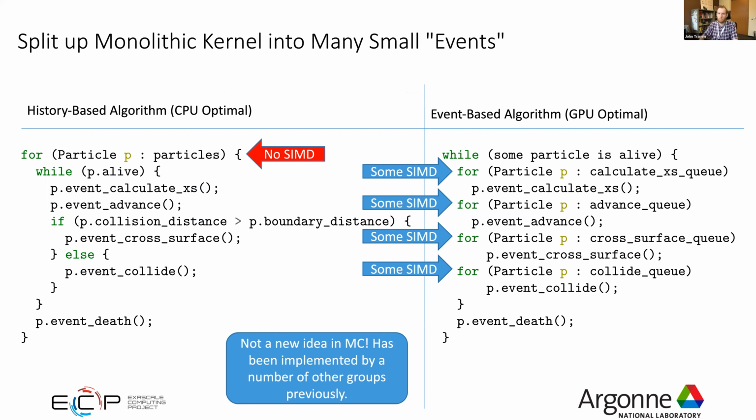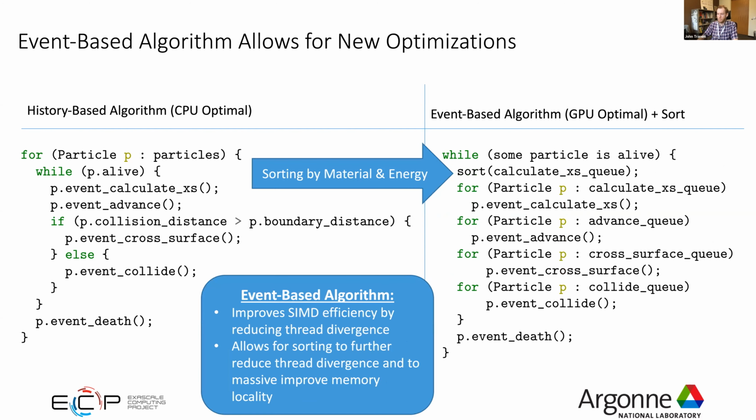And since all the particles in each loop are doing the same task, there is possibility, even if the task has a little bit of branching in it, at least the branching happens at a finer scale. And so we can have some opportunity for SIMD efficiency. That's not a new idea, but when we tried it out in OpenMC, we had some great success.